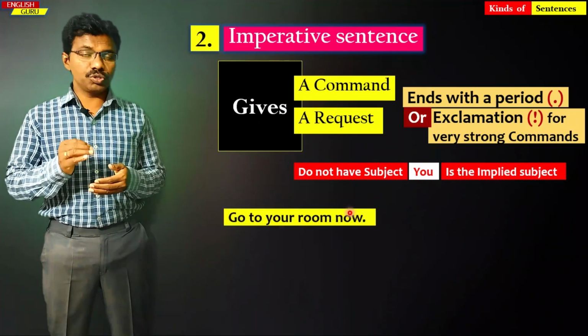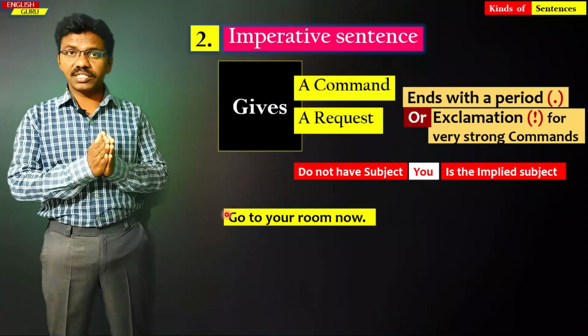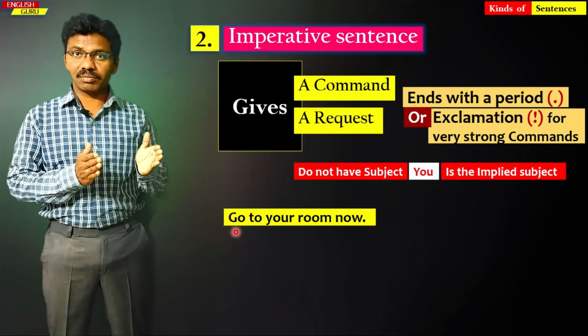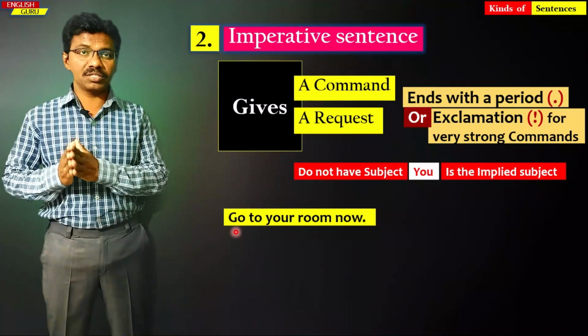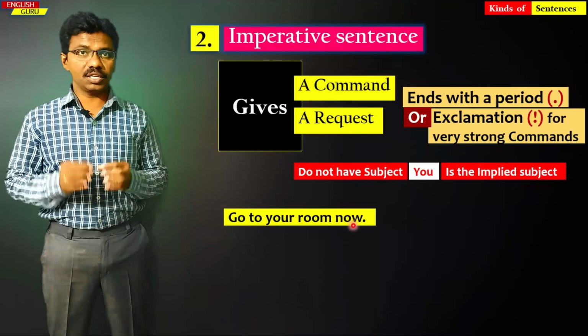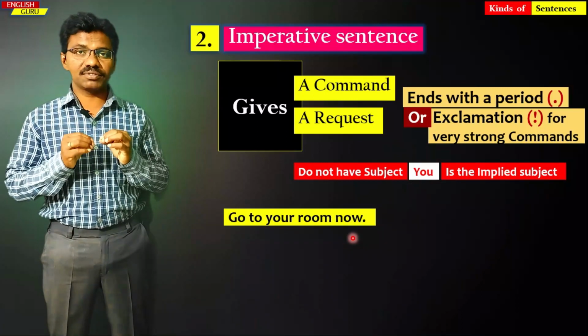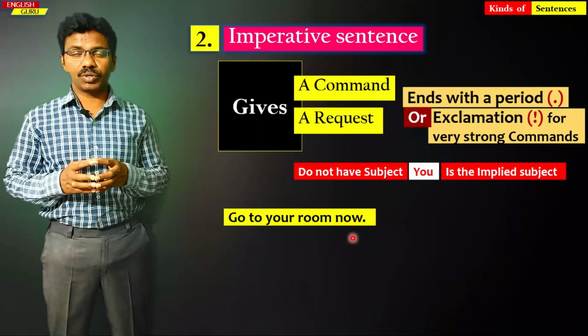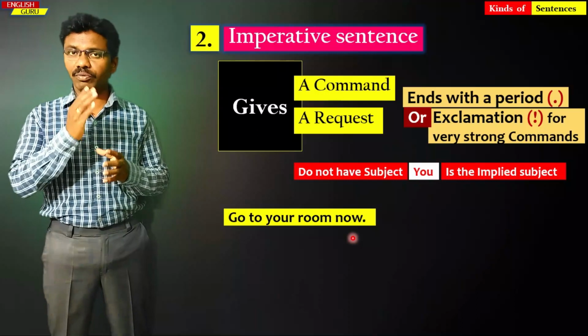For example, go to your room now. Here the sentence starts with go. Go is a verb, so there is no subject here, but you can understand in the context, go to your room means you go to your room. Here you is implied, understood in the context. No need of saying you go to your room. You can simply say, showing to the particular person, go to your room, then that fellow will go.